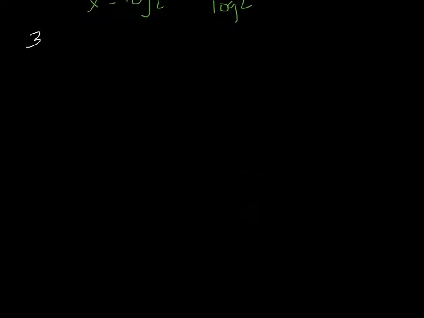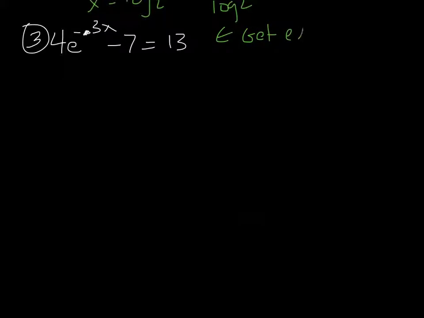So we'll call this one number 3. This would be an example of a challenging one. So I have 4e to the negative 0.3x minus 7 equals 13. You'll notice that I do have a variable in the exponent, but I have a much more involved equation at this point. So what we want to do is get the exponent alone, because I want to take the log of both sides, but I want to get the exponent alone first.